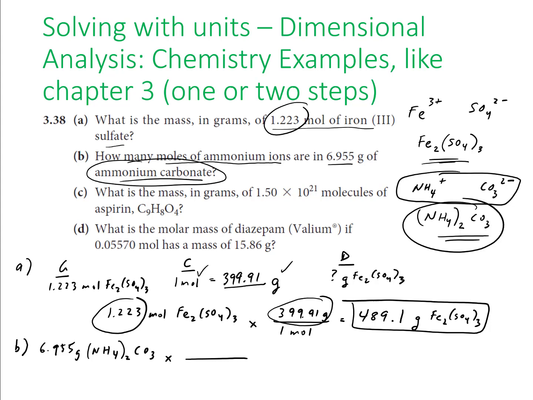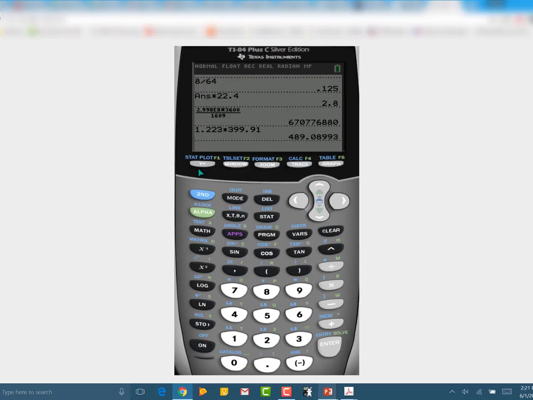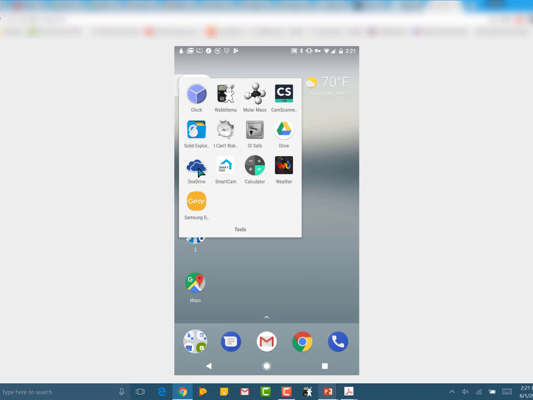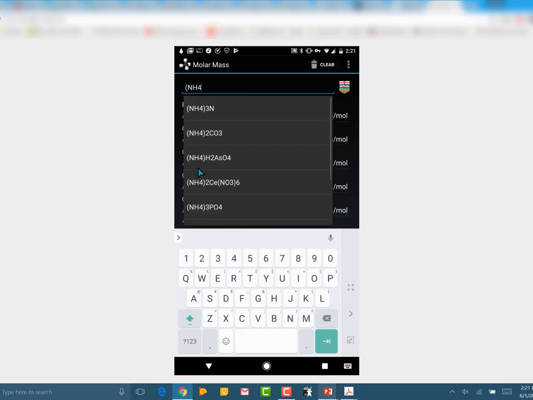And then on this one, I have grams, so I want my grams part of the molar mass to be here, and then 1 mole on top. So I just need to enter this in my trusty molar mass app. Okay, so it was parentheses NH4 close parentheses 2. And see, this is what I mean. It already has a built-in database of common chemicals, so ammonium carbonate is right there.